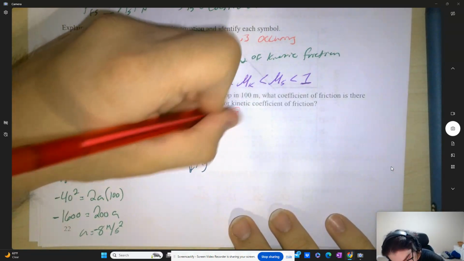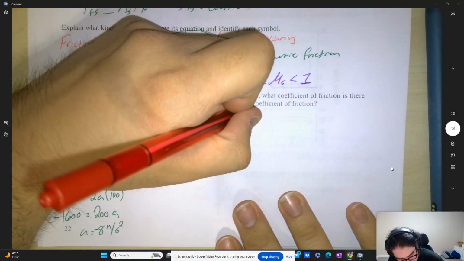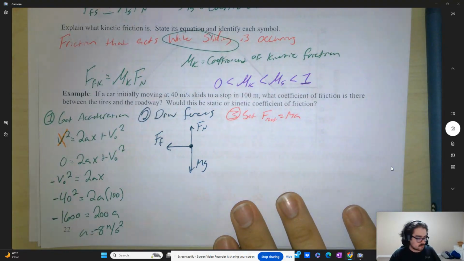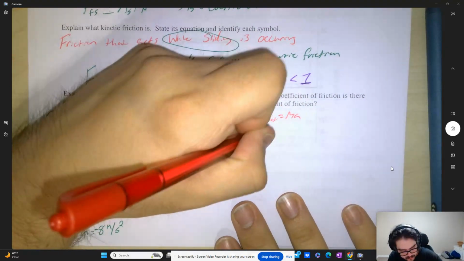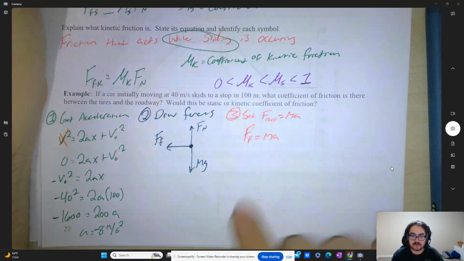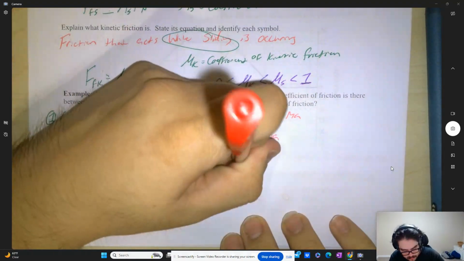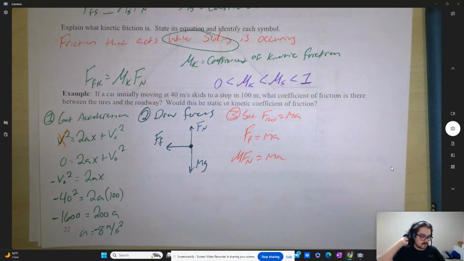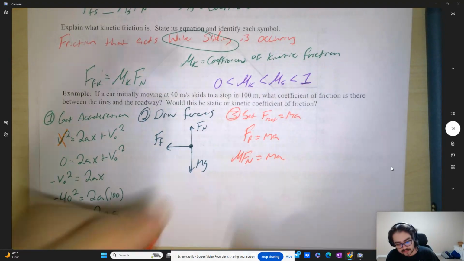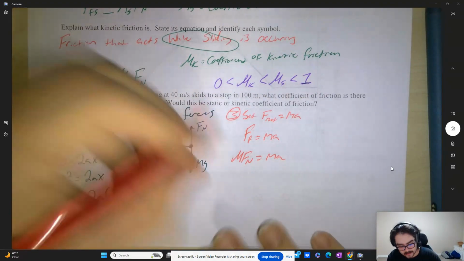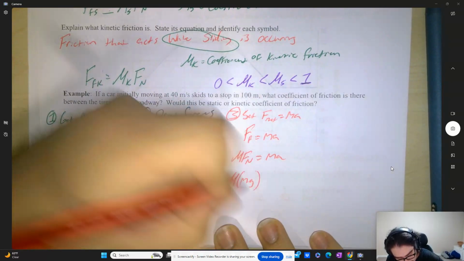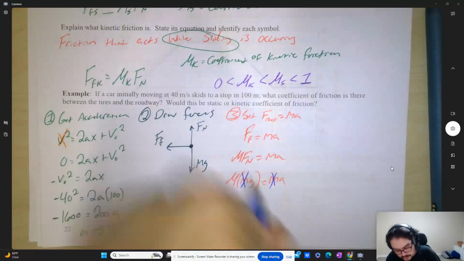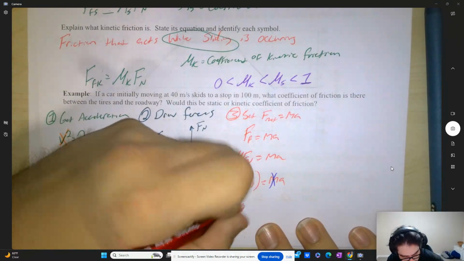My third step is to set F net equal to ma, so use Newton's second law. The force of friction equals ma, because that's our net force in the horizontal direction. So it would be mu F sub n equals ma. Maybe I do care a little bit about the normal force now because I need it. For an object on a flat roadway, F sub n is just mg, so mu times mg equals ma. Then take out the m's, because you've got them on both sides. So it's just mu times g equals a.